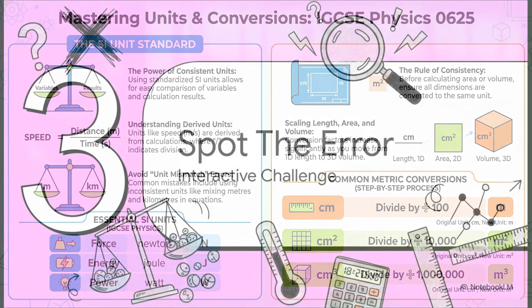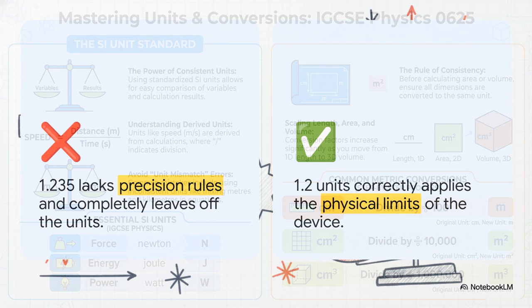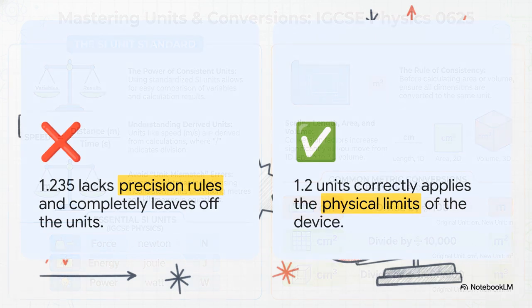All right, let's break this down. First, we have the flawed student answer, 1.235. So what exactly went wrong here? Well, they completely ignored the precision rules. They justified way too many digits, and honestly, worst of all, they totally left off the units. You can't do that. Now contrast that with the top band answer, 1.2 units.